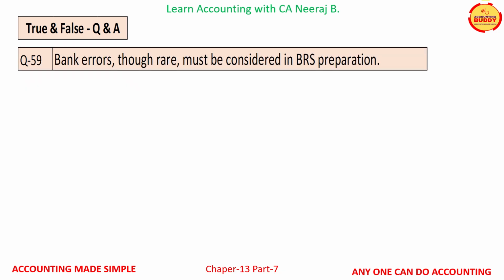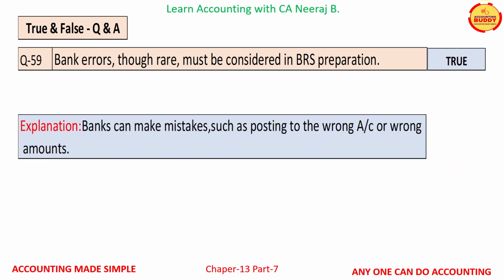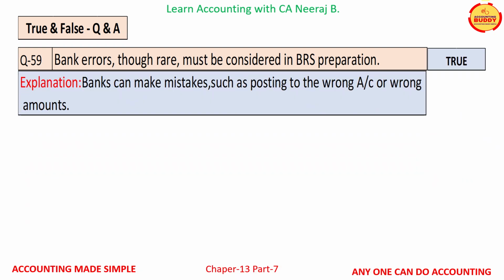Question number 59 is bank errors, though rare, must be considered in the bank reconciliation statement preparation. It is a true statement. Banks can make mistakes such as posting to wrong account or wrong amounts.